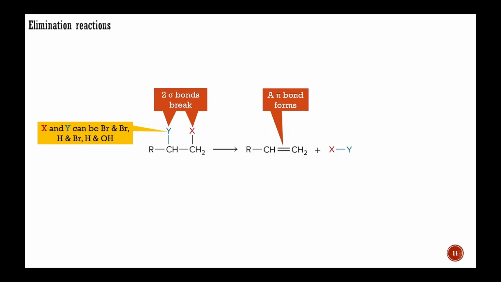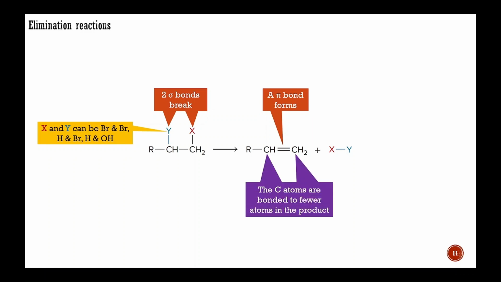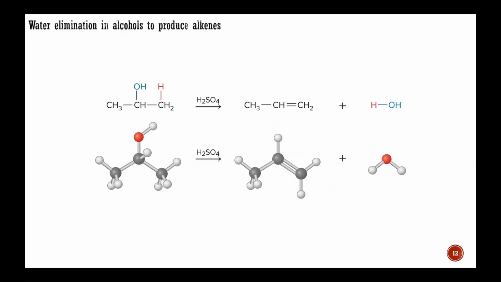Also, keep in mind that carbon atoms themselves do not undergo elimination. Finally, in these transformations, the carbon atoms are bonded to fewer atoms in the product than in the reactant, which is a key characteristic of an elimination reaction. For instance, here you see a typical elimination reaction where an alcohol is converted into an olefin. A hydrogen atom and a hydroxyl group are eliminated in the form of water, and this type of reaction is typically catalyzed by a strong acid, which is why you see sulfuric acid on the reaction arrow.